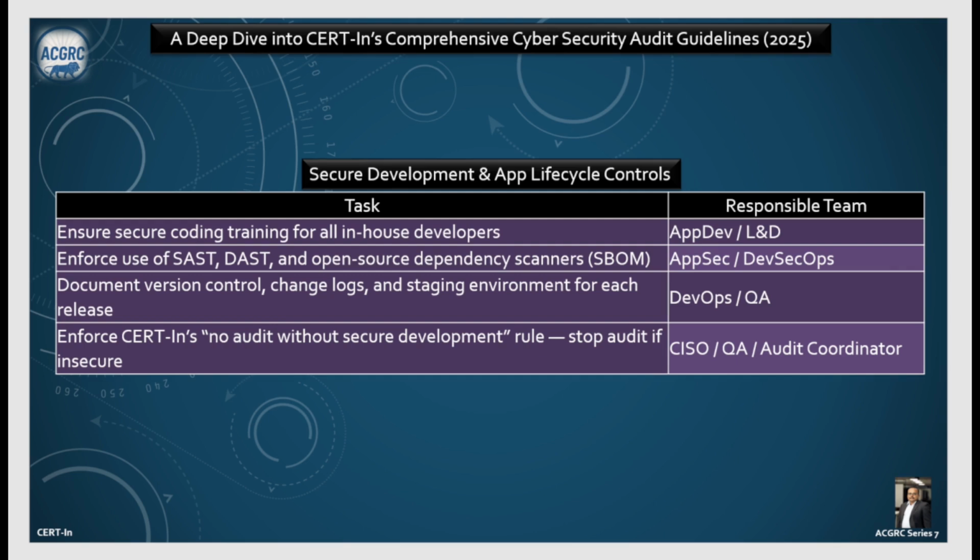You need to document version controls, change logs, and staging environment for each release. This is where your DevOps and the quality team will come into play. You need to enforce CERT-In rules, as no audit without secure development rules. That is, stop the audit if insecure. This is where your CISO, your QA team, your audit coordinator would need to bring in their weight.